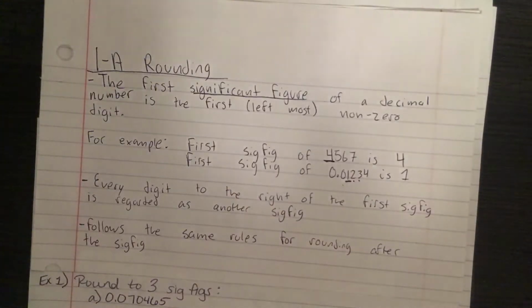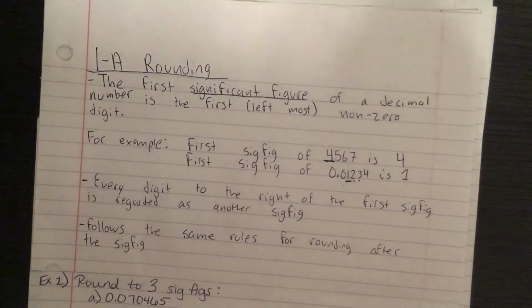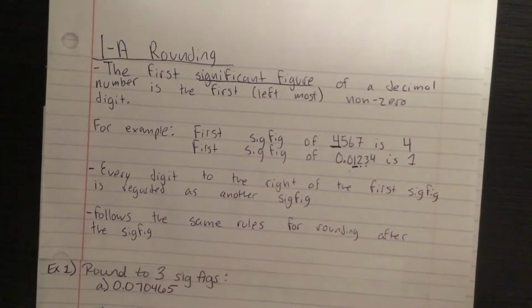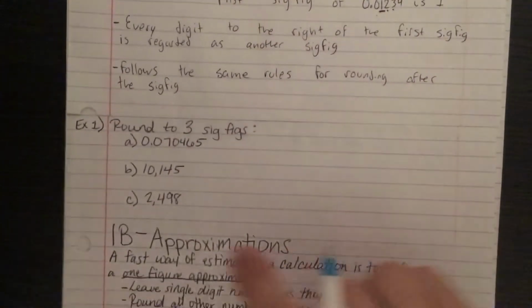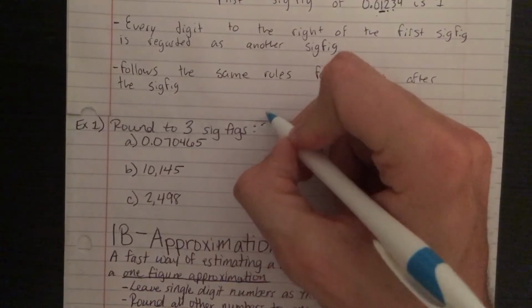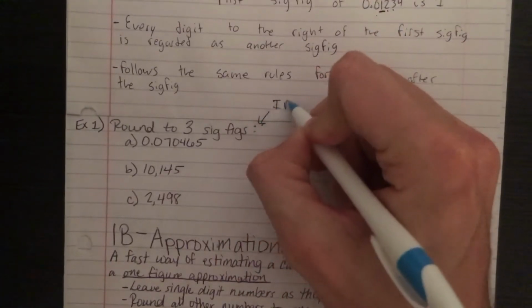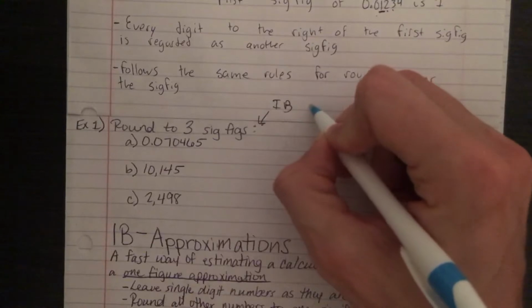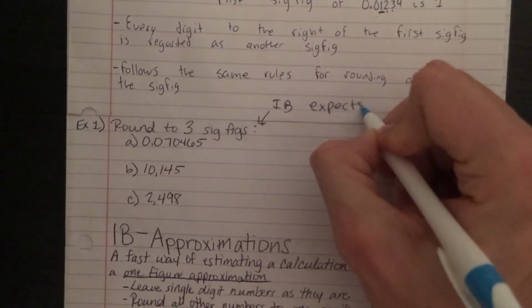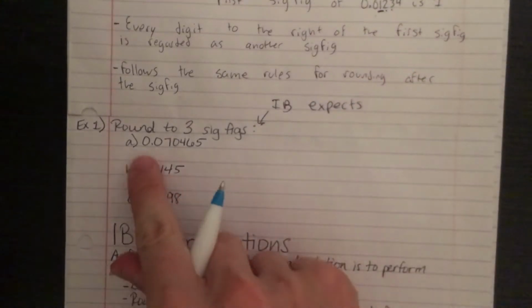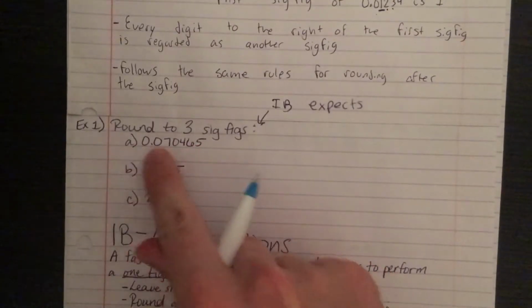And when you're taking an IB exam, IB expects you to round to 3 sig figs. That is super crucial. Most of the rounding that we're going to do today and the examples here, IB expects 3 sig figs. I would write that down somewhere. So we're going to practice doing that a little bit. The first thing that we're going to do here, we're going to round to 3 sig figs.